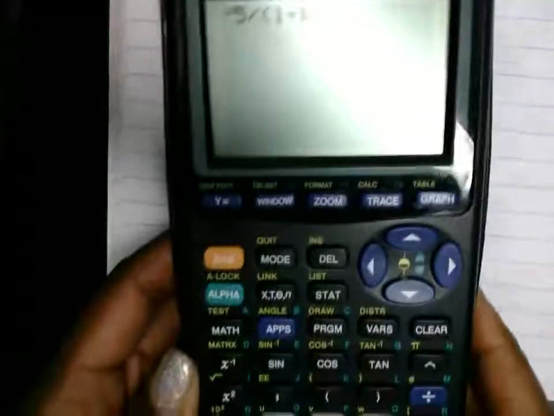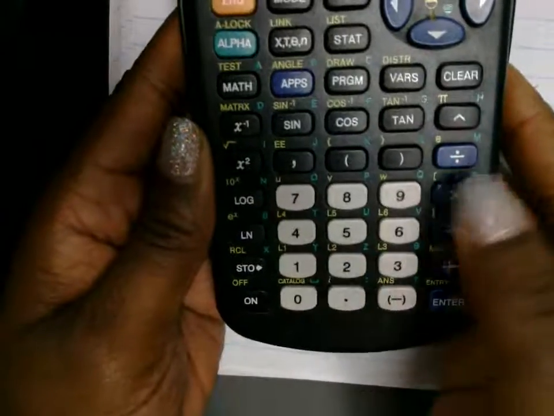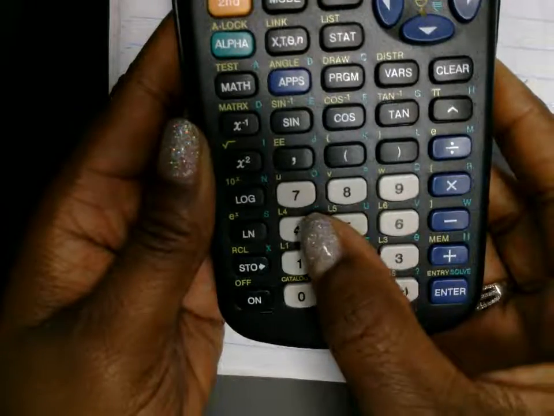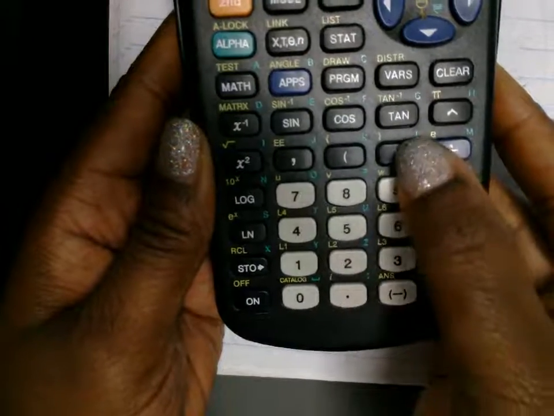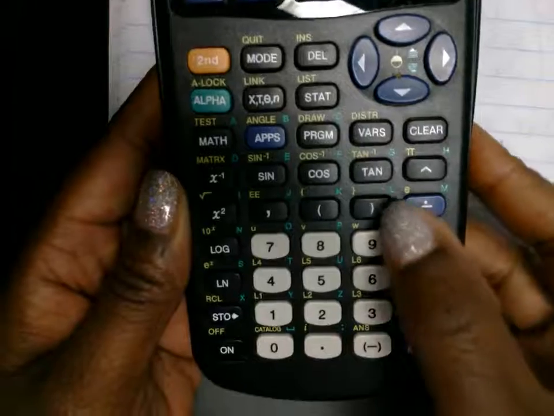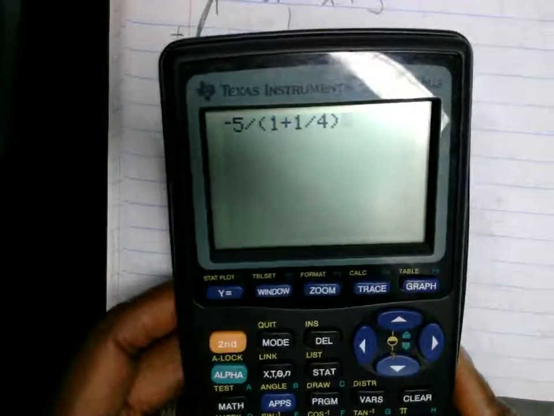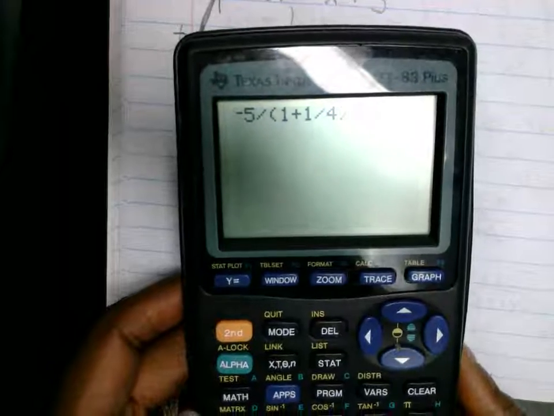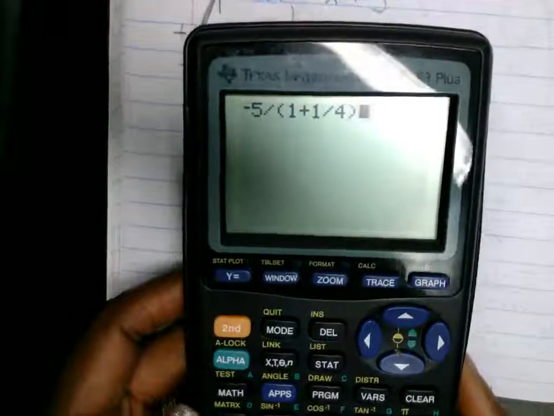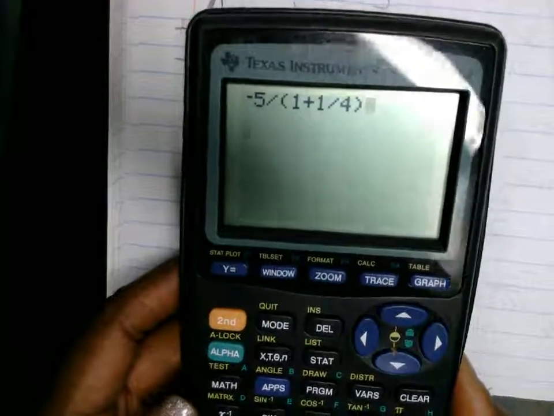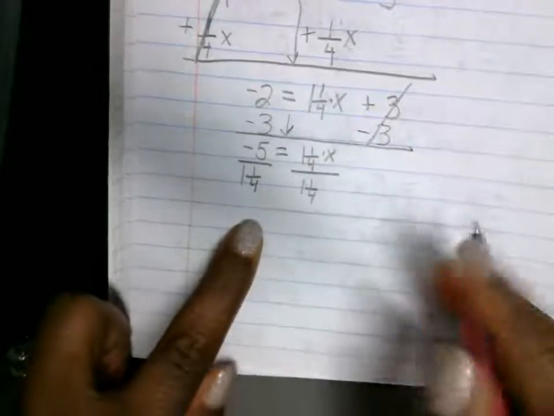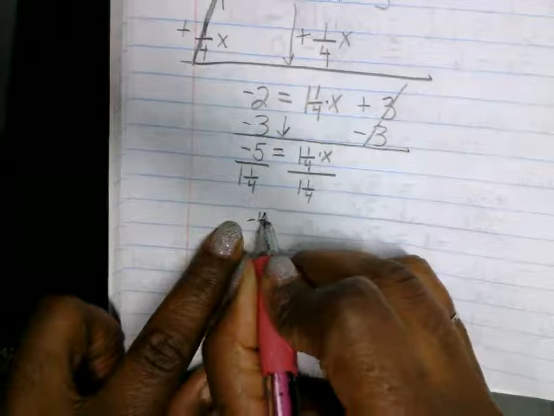And you're going to type in the fraction 1/4. So this is 1 divided by 4. And then close the parentheses. The closed parentheses is right above the 9. And that's what it should look like. Now we're going to press enter here. Negative 4. So your answer here is going to be negative 4.